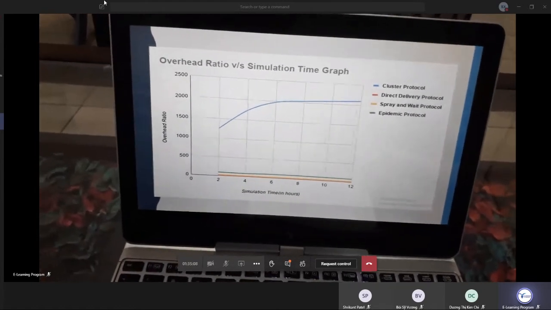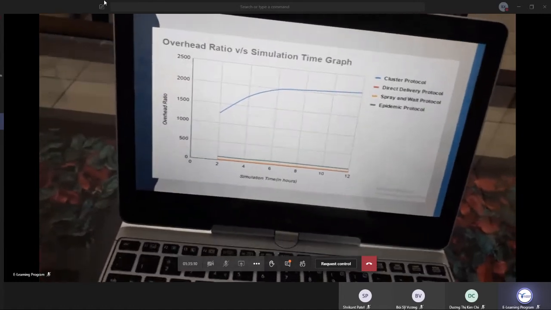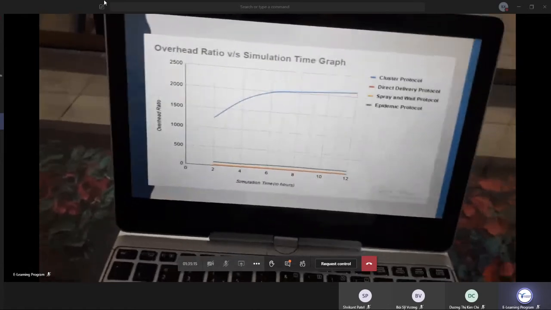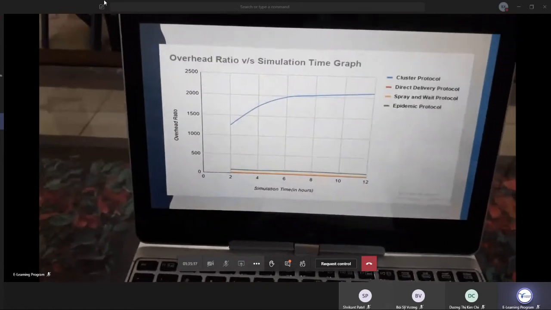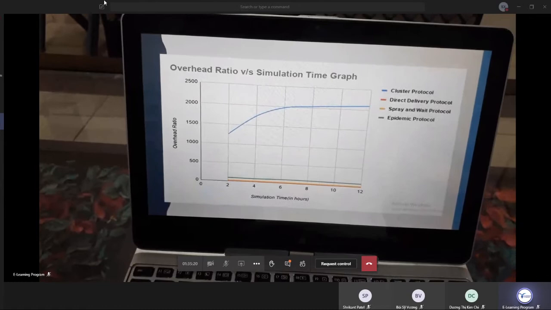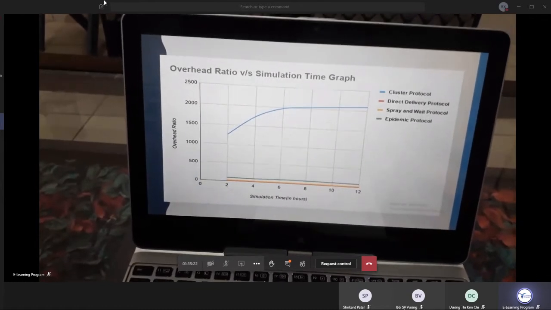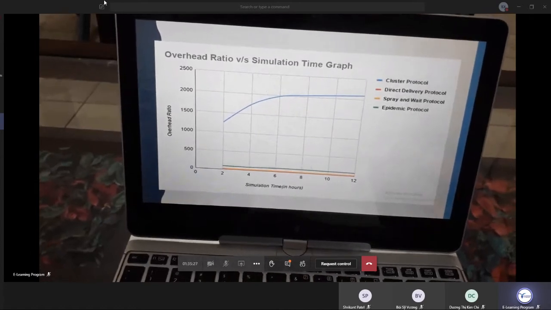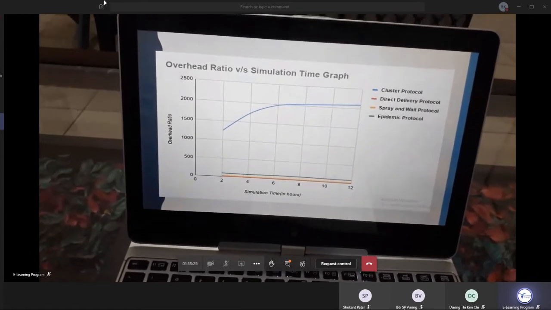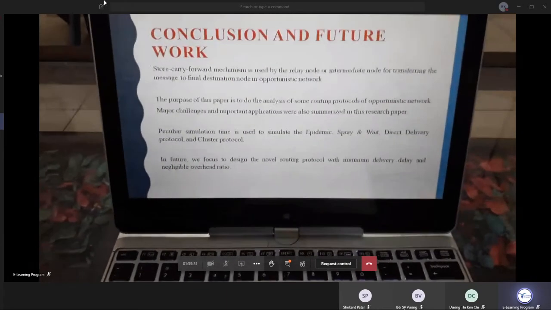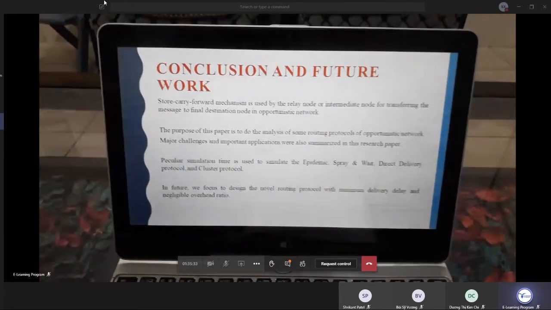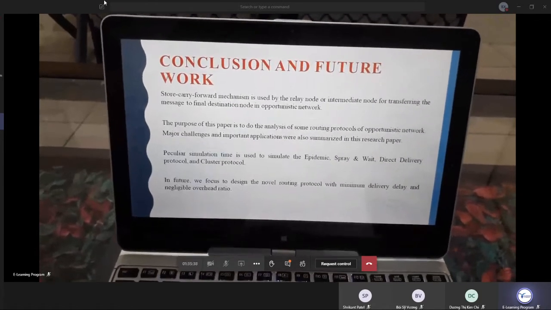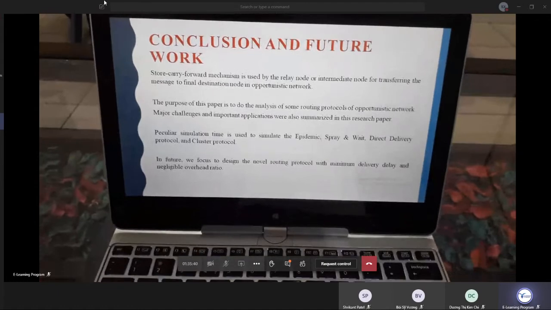Here, the overhead ratio parameter is simulated according to simulation time. Here, cluster protocol gives the maximum overhead ratio and direct delivery gives the minimum overhead ratio. So, here we come to the conclusion and future work.